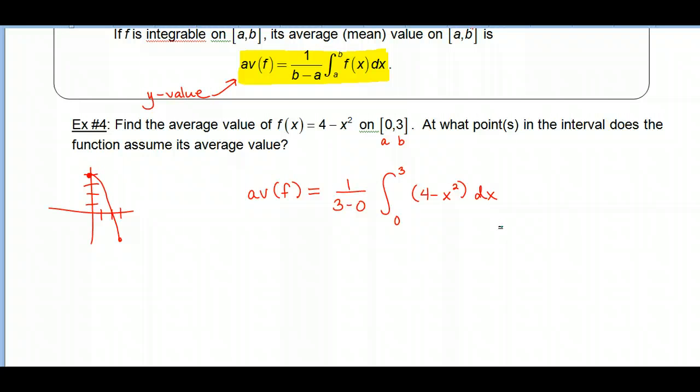And then it says at what points. That means this will be an x value. So where does that occur is the second question. So let's solve for the first part.